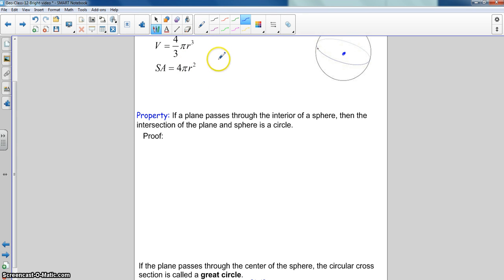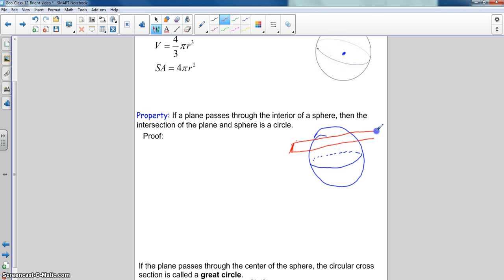To study this in more detail, I'm going to do a proof. I'm going to start by drawing a sphere. Okay, so here's my sphere, something like this. Now I'm going to take a plane and pass that through here. Again, I need to draw a sort of parallelogram that passes through the sphere.